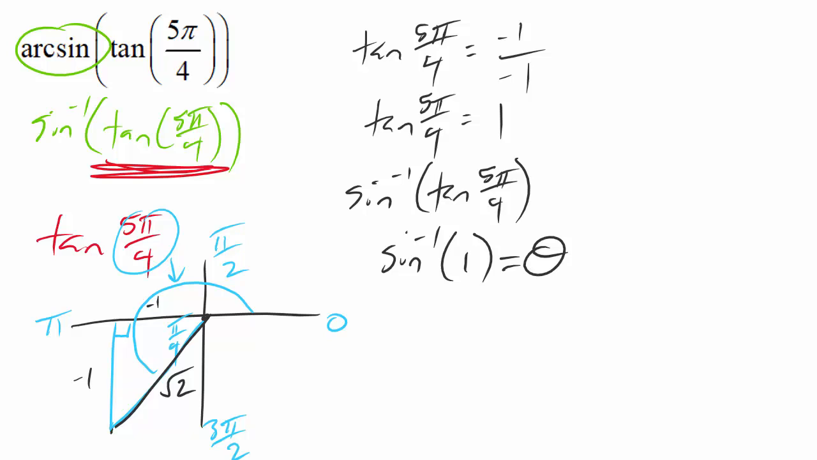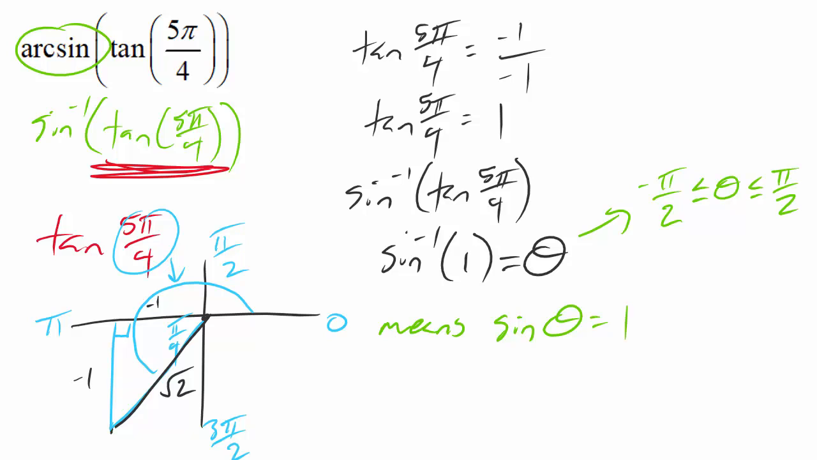Now, since we know that sine inverse of 1 is going to give us our angle theta, we also know then that this means that the sine of our angle theta is going to be equal to 1. Now, there are restrictions on what theta is allowed to be because of the inverse sine. Here we know that theta has to be between negative pi over 2 to pi over 2.